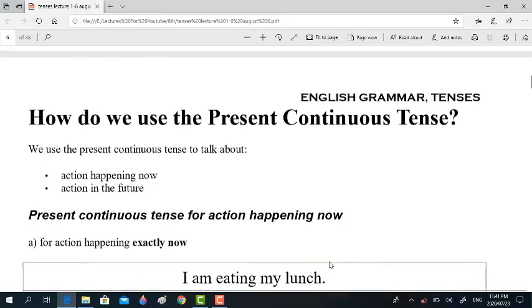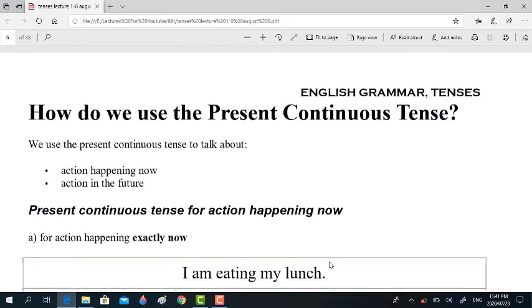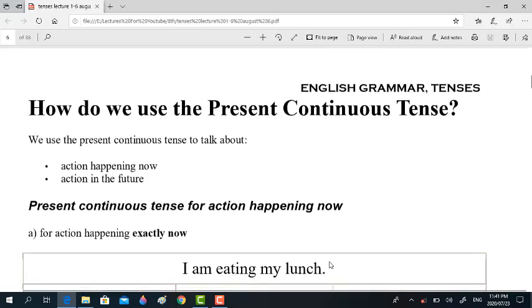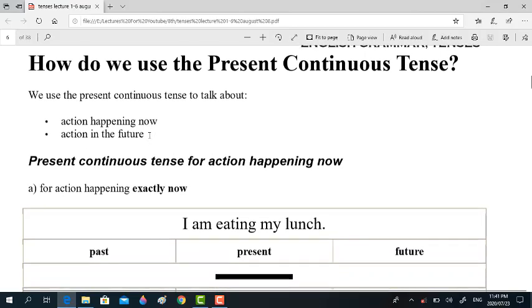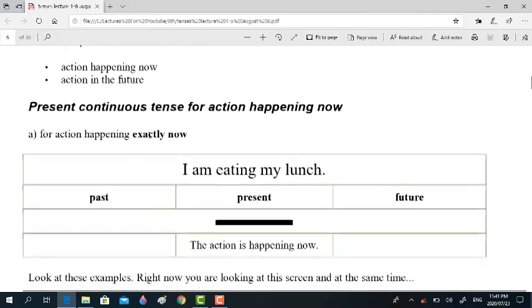Today we are going to start how we use the present continuous tense, though the uses have been discussed yesterday. Anyways, we will again look at the uses. Action happening now, action in the future. It shows action that is happening or in progress at the time of speech, or it is also used to show actions in the near future. The actions are planned actions, which are already planned, right?